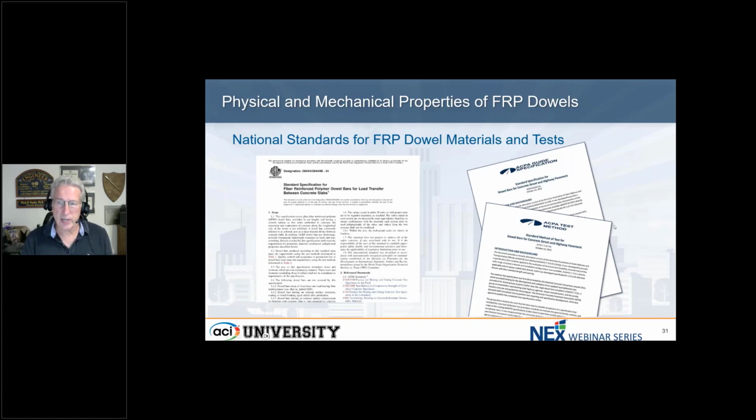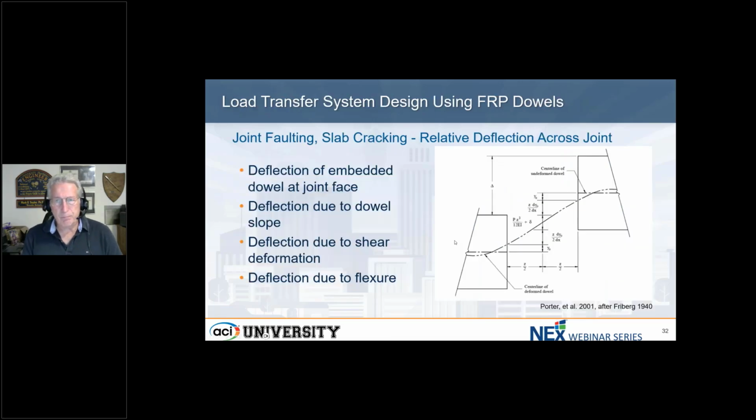And I would note that these documents are currently under consideration by AASHTO as possible replacement for the AASHTO T253 and M254 tests. I think it's being balloted next month. Okay, so that's a brief summary of the mechanical properties. Let's look at the load transfer system design.